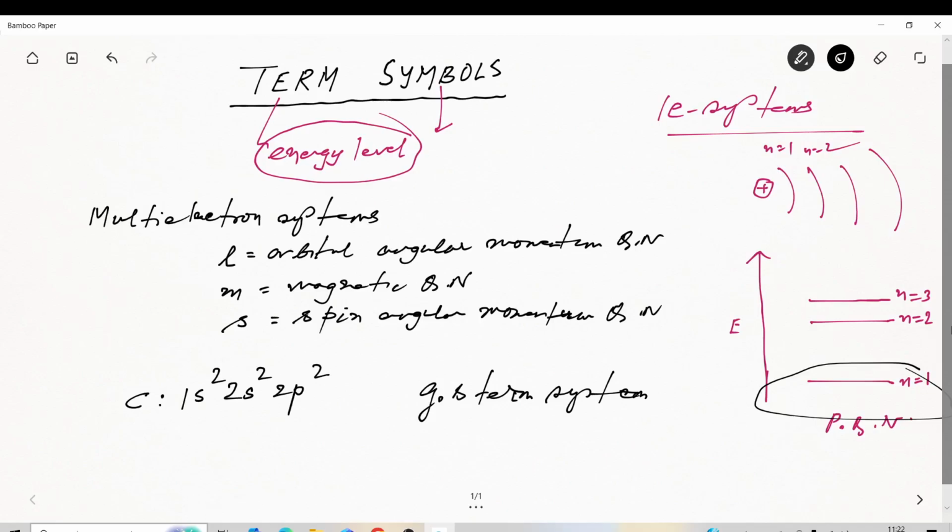Now, how to determine? That means we are only interested right now in finding out the lowest energy level, the ground state. How to write down the symbol of the ground state? Now for that, we have to follow certain rules. That is Hund's rule for the ground state term. Now, before that, let me introduce some other quantum numbers.